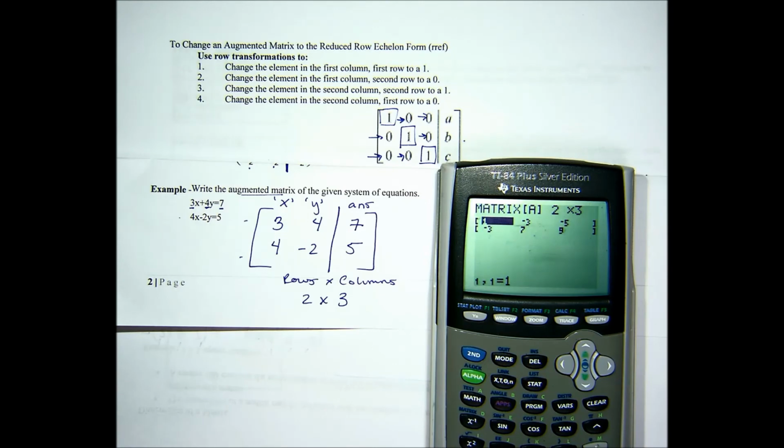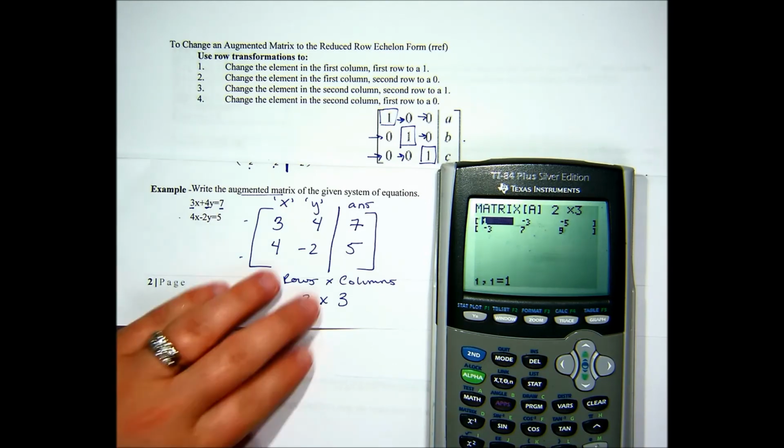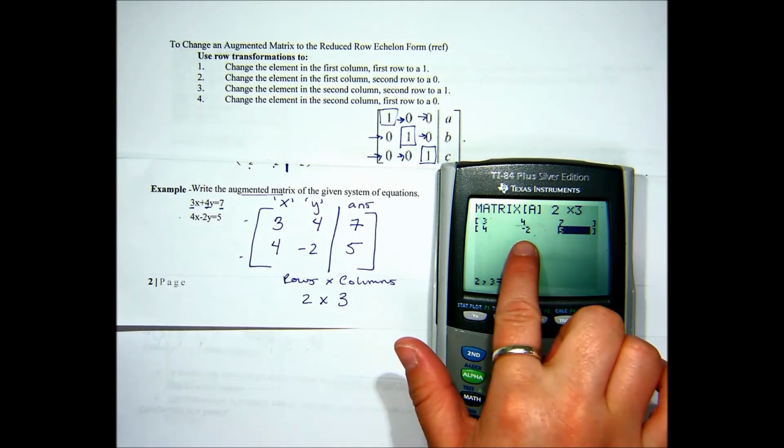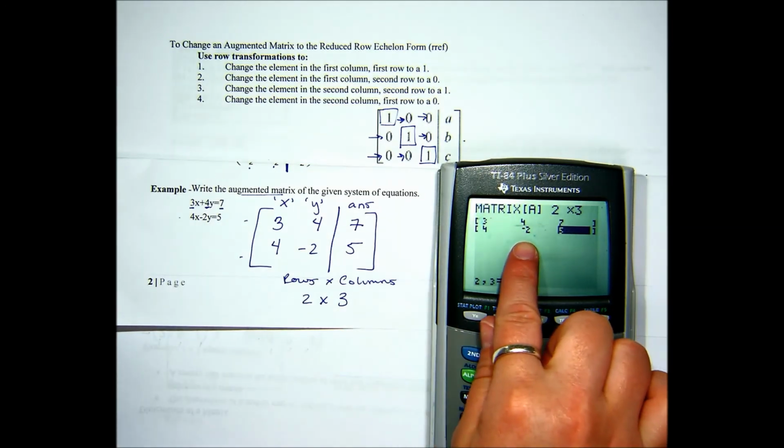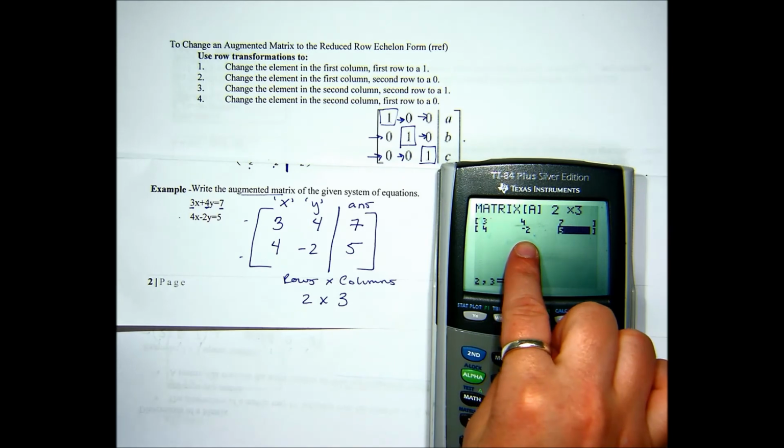You see how it immediately changed the shape of that matrix? I'm going to just type in the numbers I need. 3, enter, 4, enter, 7, enter, 4, enter, negative 2, enter, and 5, enter. Be careful when you're hitting that negative 2, you hit the negative symbol. Do not hit the subtract symbol. Second, quit will get you out of the menu. That's how you put in a matrix. Okay, put a matrix into your calculator.